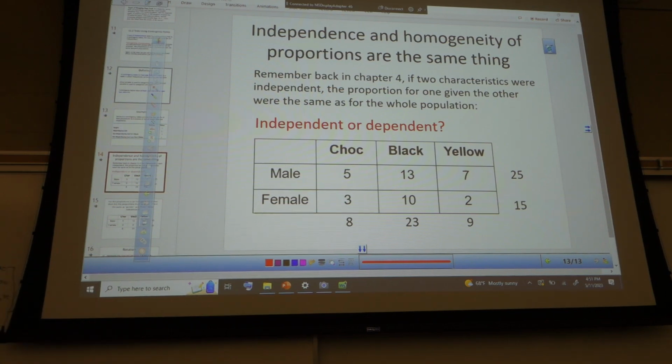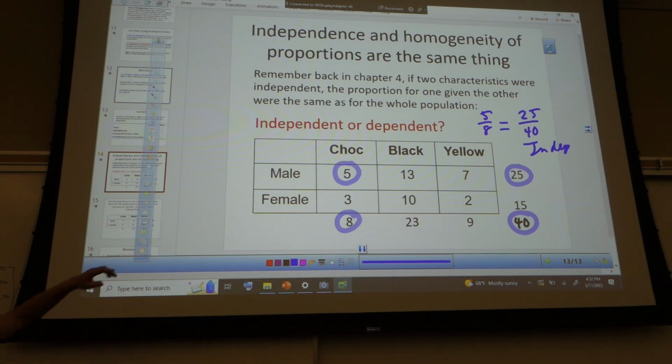So for example, male and chocolate. What numbers here have to do with male or chocolate? Anyone? Give me one. 5. 5. Yep, the chocolate males. What's another one? 25. Yep, the total males. 8. Yep, the total chocolates and the grand total. So what we did back in chapter 4, if you recall, is we looked at that ratio. Is 5 over 8, compared that proportion to 25 over 40 to see if they're equal. These are equal, so that means they're independent. Make sense? Do you folks remember that one?